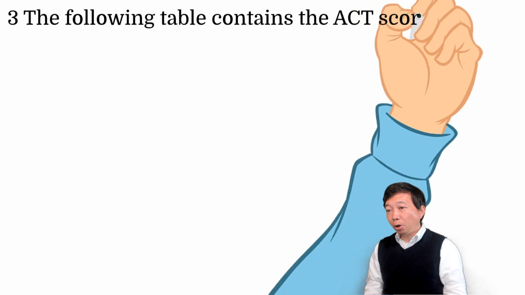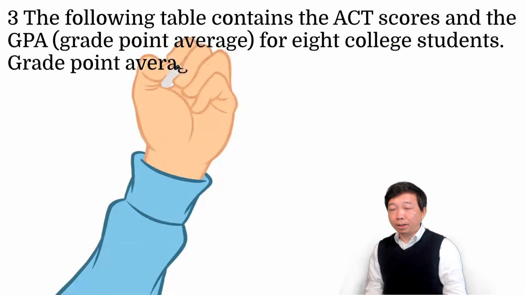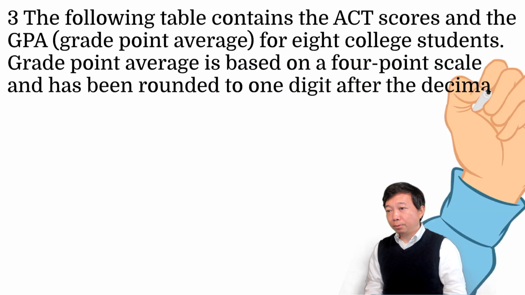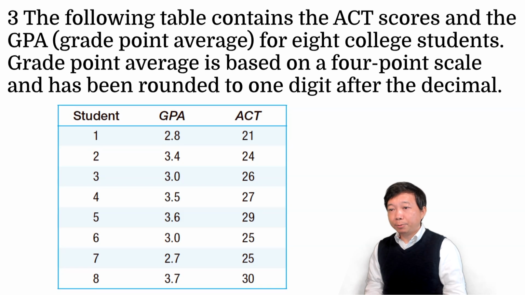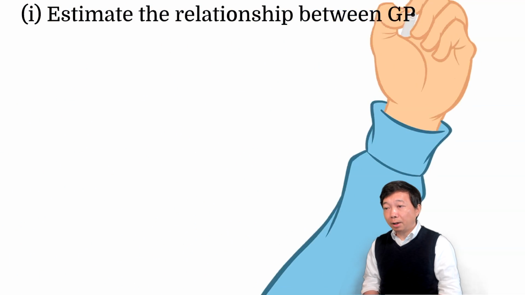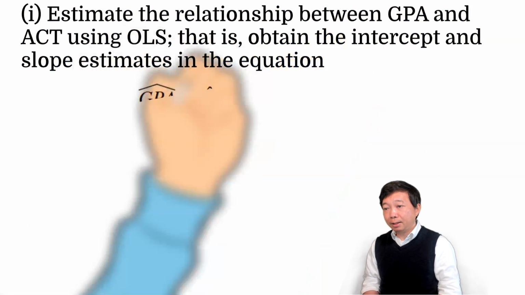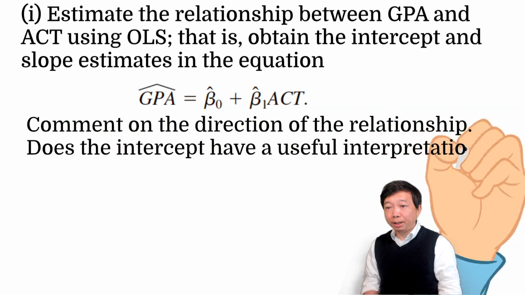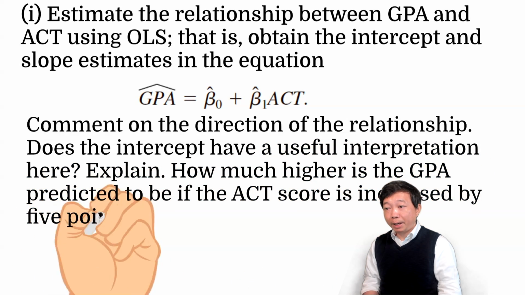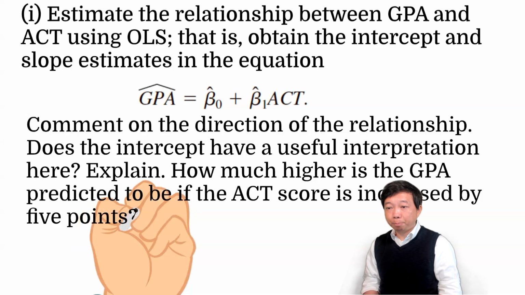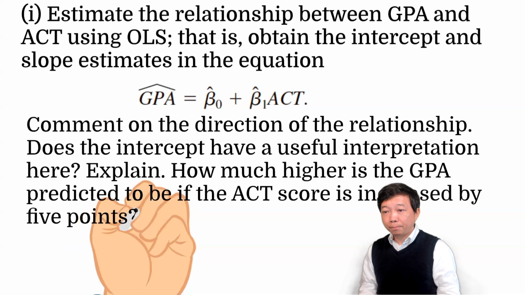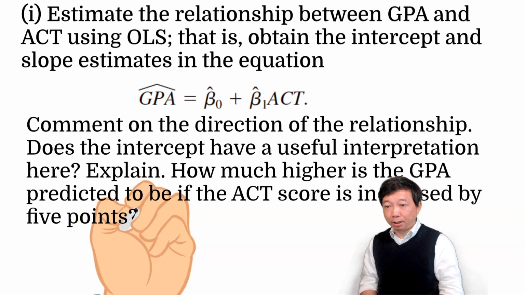The third problem. The following table contains the ACT scores and the GPA for 8 college students. GPA is based on a 4-point scale and has been rounded to 1 digit after the decimal. The first question asks us to estimate the relationship between GPA and ACT using OLS. That is, to obtain the intercept and slope estimates in the equation, GPA hat equals beta hat 0 plus beta hat 1 times ACT. Comment on the direction of the relationship. Does the intercept have a useful interpretation here? Explain. How much higher is the GPA predicted to be if the ACT score increases by 5 points?